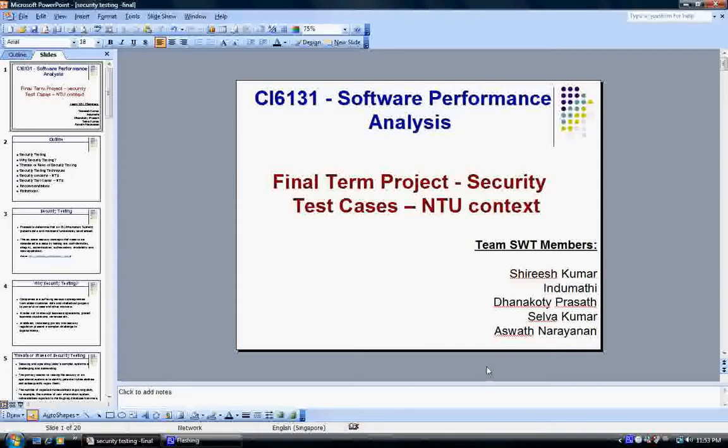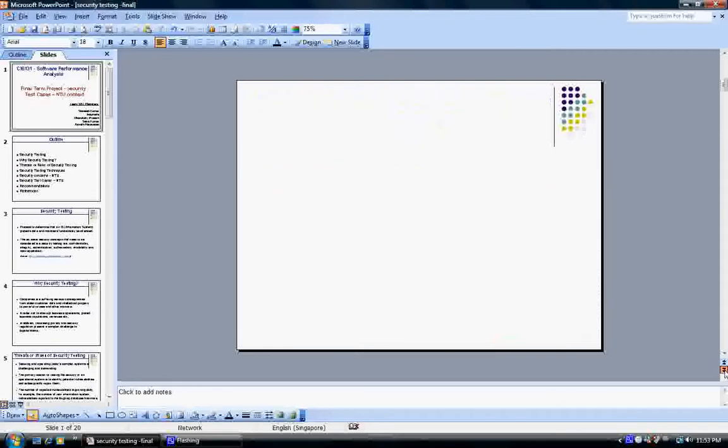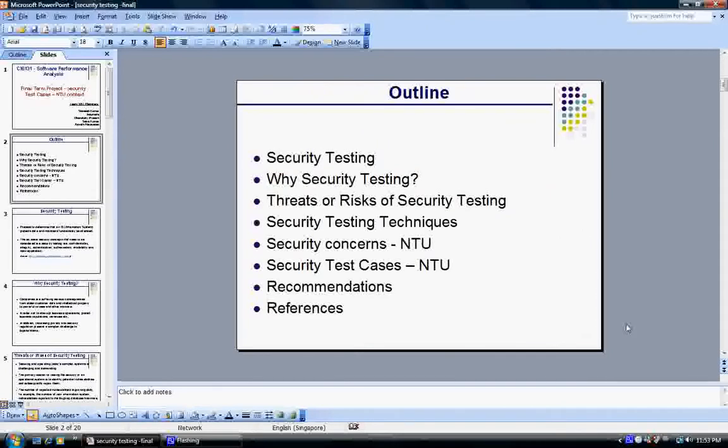I'm representing Team SWT for the module Software Performance Analysis. The topic we have chosen for the final term project is about security test cases, which is pertaining to end-user context. The outline for today's topics is listed over here.